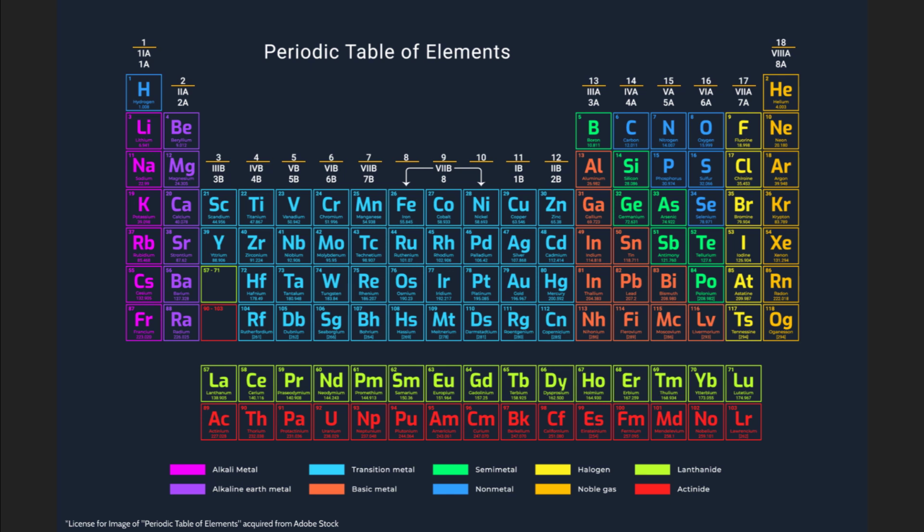There are two ways to count the groups. The first way is to simply count the groups from left to right, from 1 to 18. The second way we count is 1A, 2A, and skip the groups 3 to 12 to continue with 3A up to group 8A. By using the second way, we can determine the number of valence electrons, and using the octet rule we can guess possible chemical behavior.